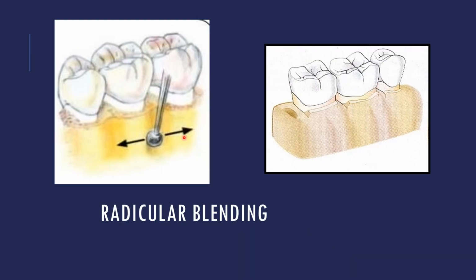So this is the radicular blending as I told before, that is we are blending the bone over the entire radicular surface. This can be used to do the radicular blending and this is the end result after radicular blending.